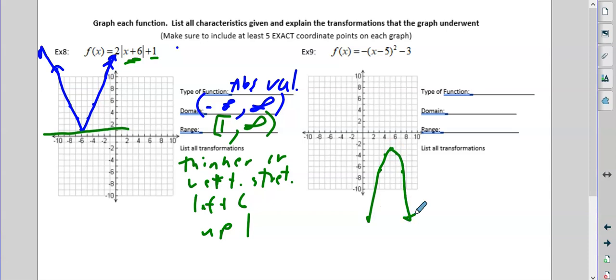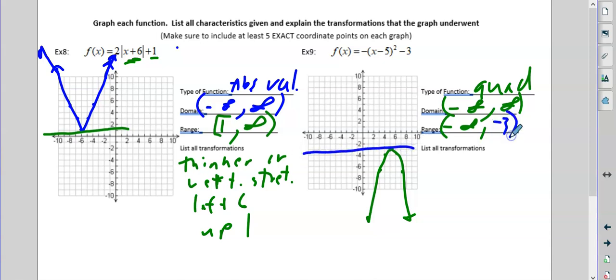That's good enough. What is it? It is a quadratic. Again, it is going left and right forever. Now this time, it's going towards -infinity. That's how low it goes. How high does it go? -3. And it includes that, so we use a bracket.